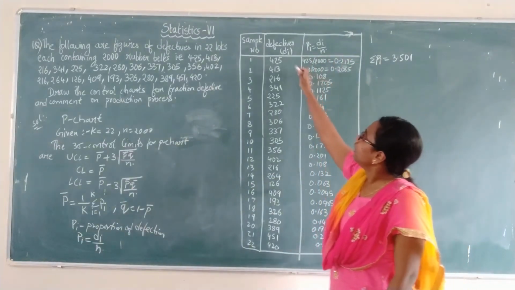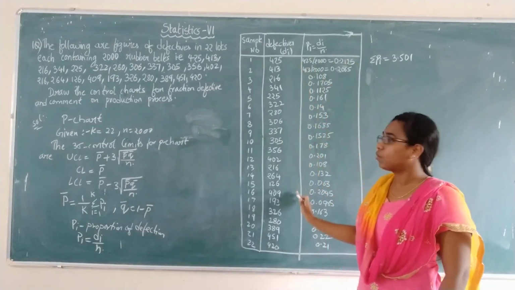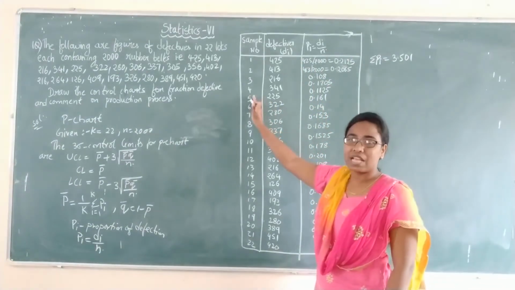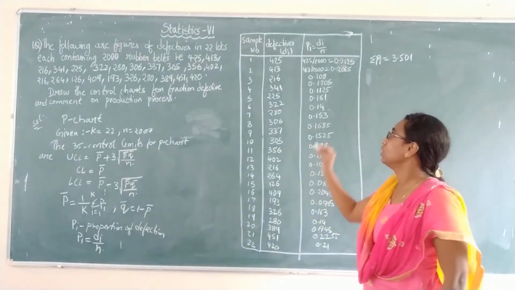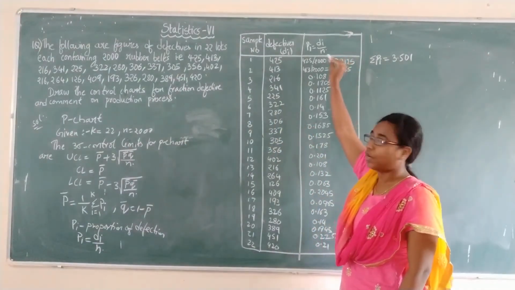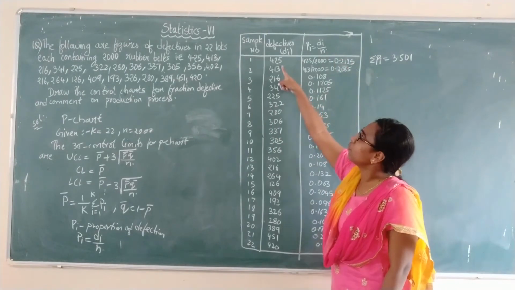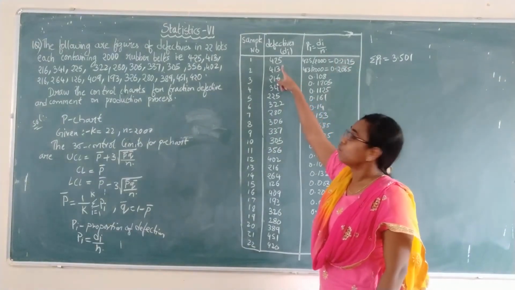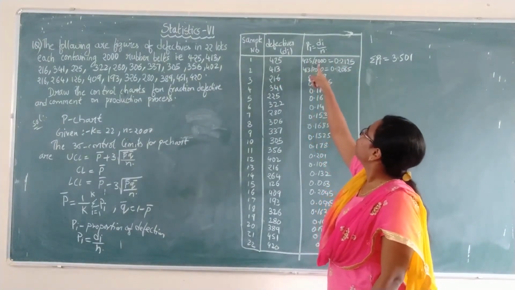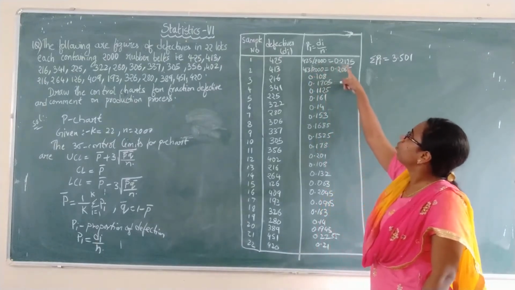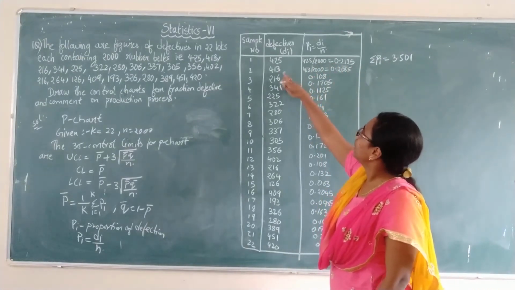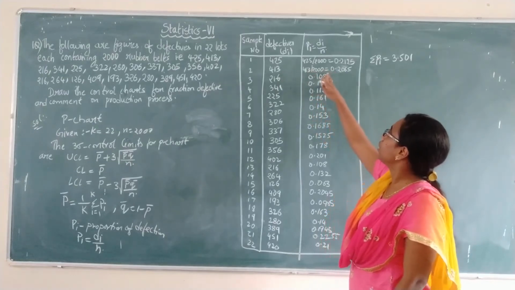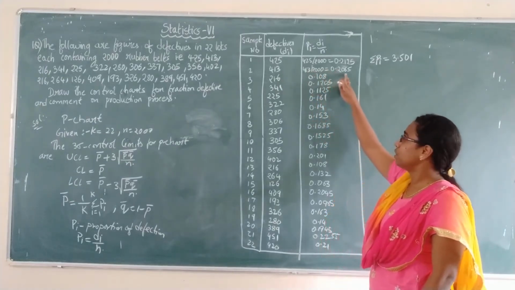What are the D i's? D i's are already given in the question. Corresponding to your sample number, write down all the D i values given in the question. Then find out the P i values. What is the first D i value? 425. So 425 divided by 2000, you will get 0.2125. Similarly for the second one, 413 divided by 2000 equals 0.2065.